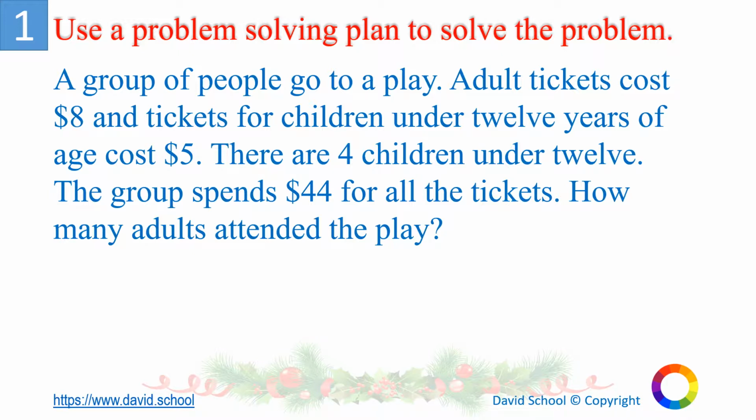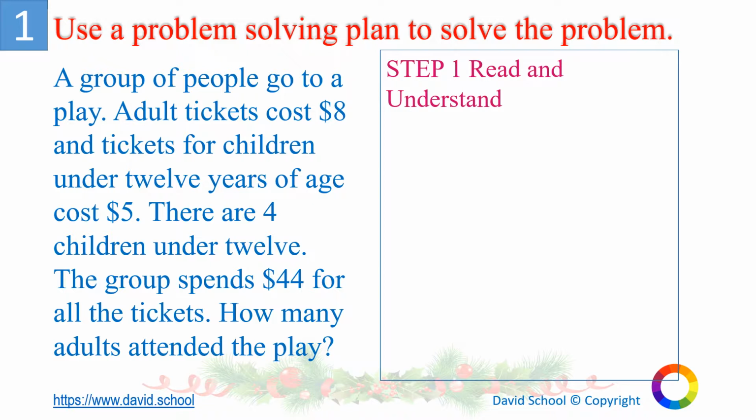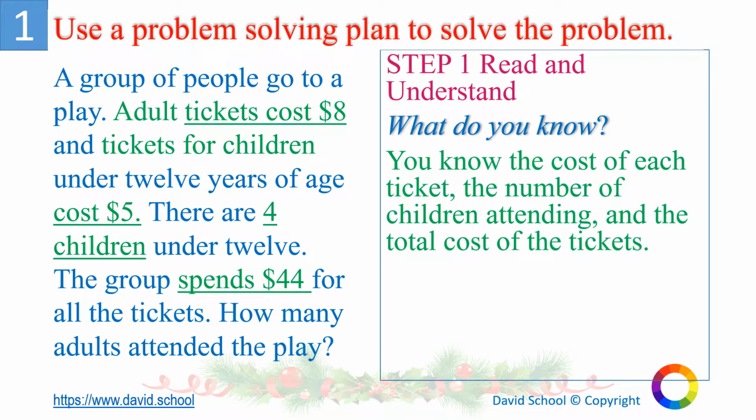In step 1, we read the question and understand it, and then find out what is given and what we have to find. Step 1, read and understand. What do you know? If you see the question carefully, there are 4 numbers given. Adult ticket cost $8 and children ticket cost $5. Number of children is 4 and the total money the group spent is $44. And then what do you want to find? If you see the last line in the question, it says how many adults attended the play.